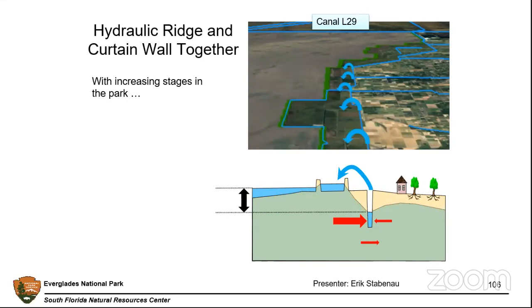The hydraulic ridge and the curtain wall, in our mind, they work together. We're not in this project talking about removing the hydraulic ridge features that are available to us, but I would expect that we'd have some changes in operations along the way.